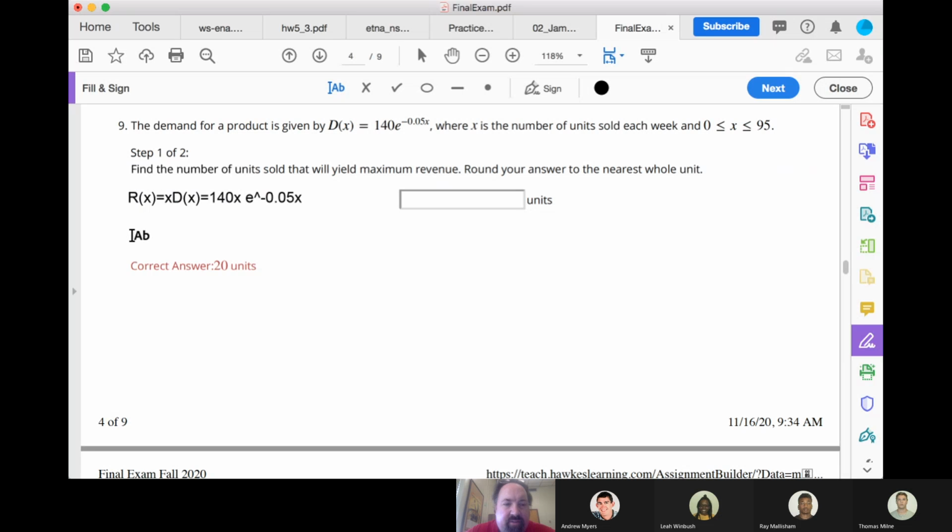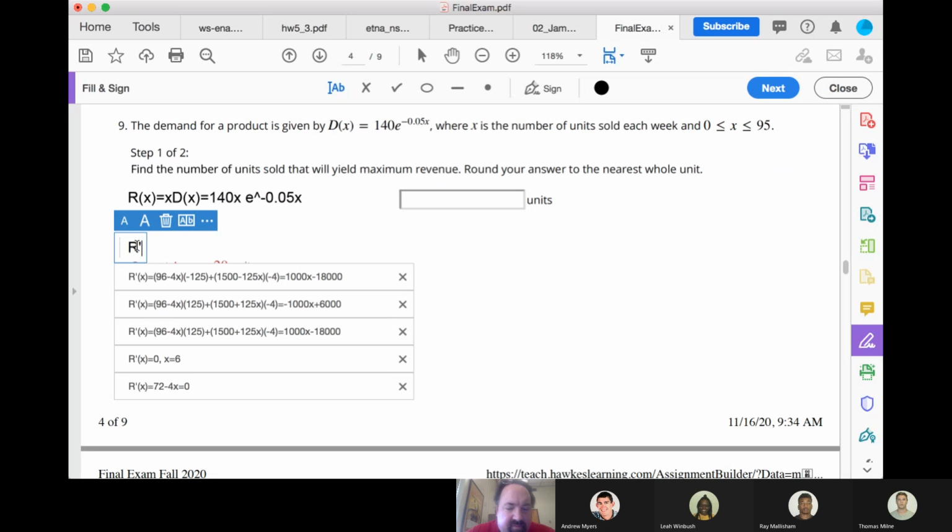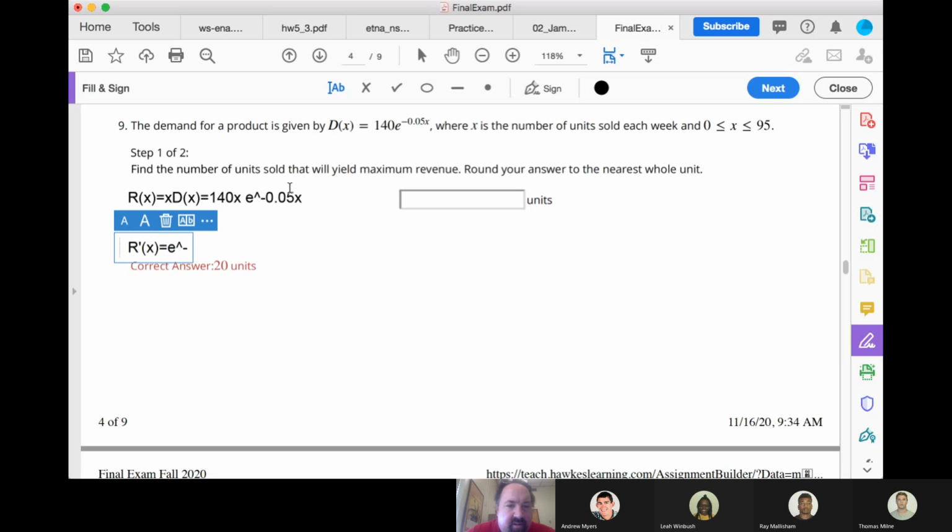So for that, we need to take the derivative, but that's going to require the product rule. So that would be the exponential times the derivative of 140x, which is 140, and then plus 140x times the derivative of the exponential, which would be itself, times the derivative of the exponent, which is -0.05.